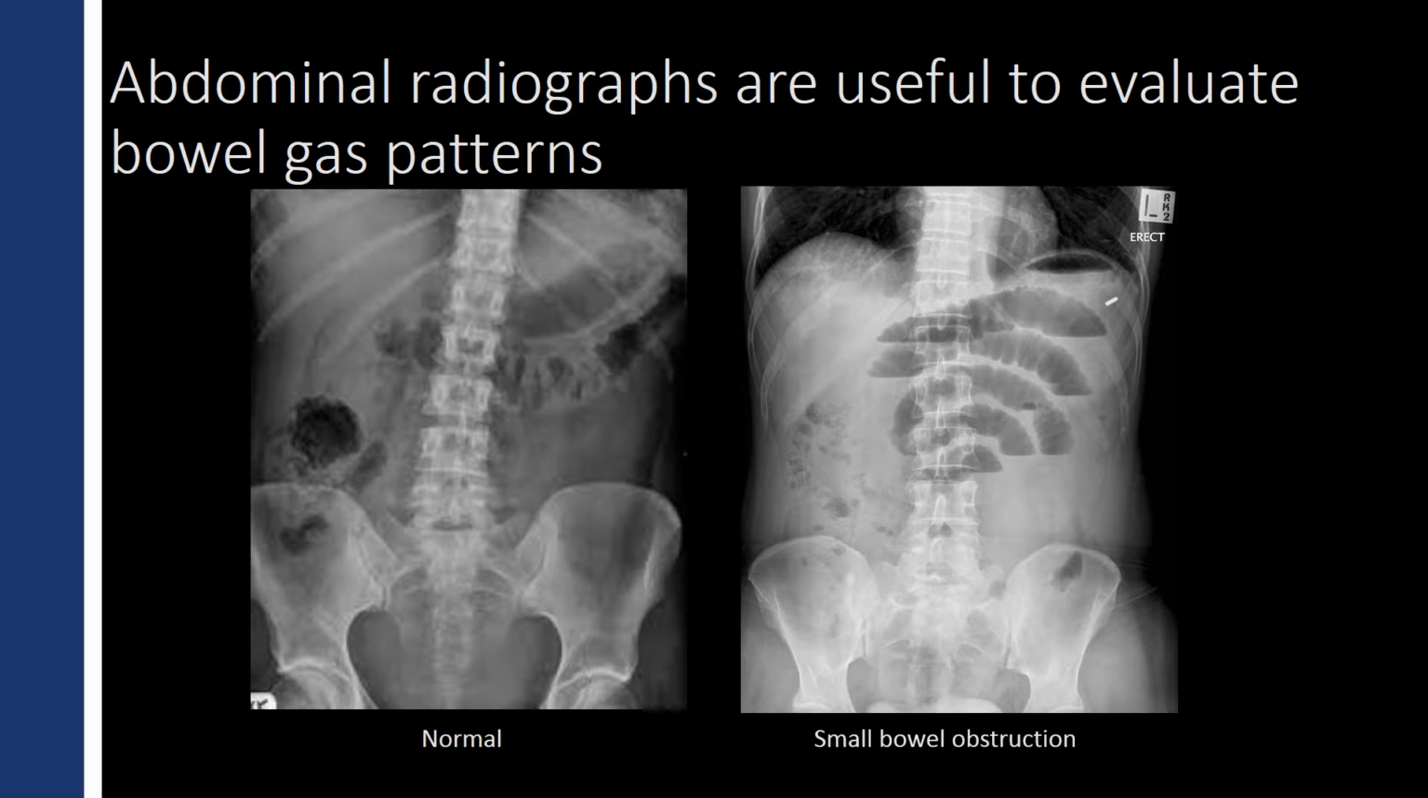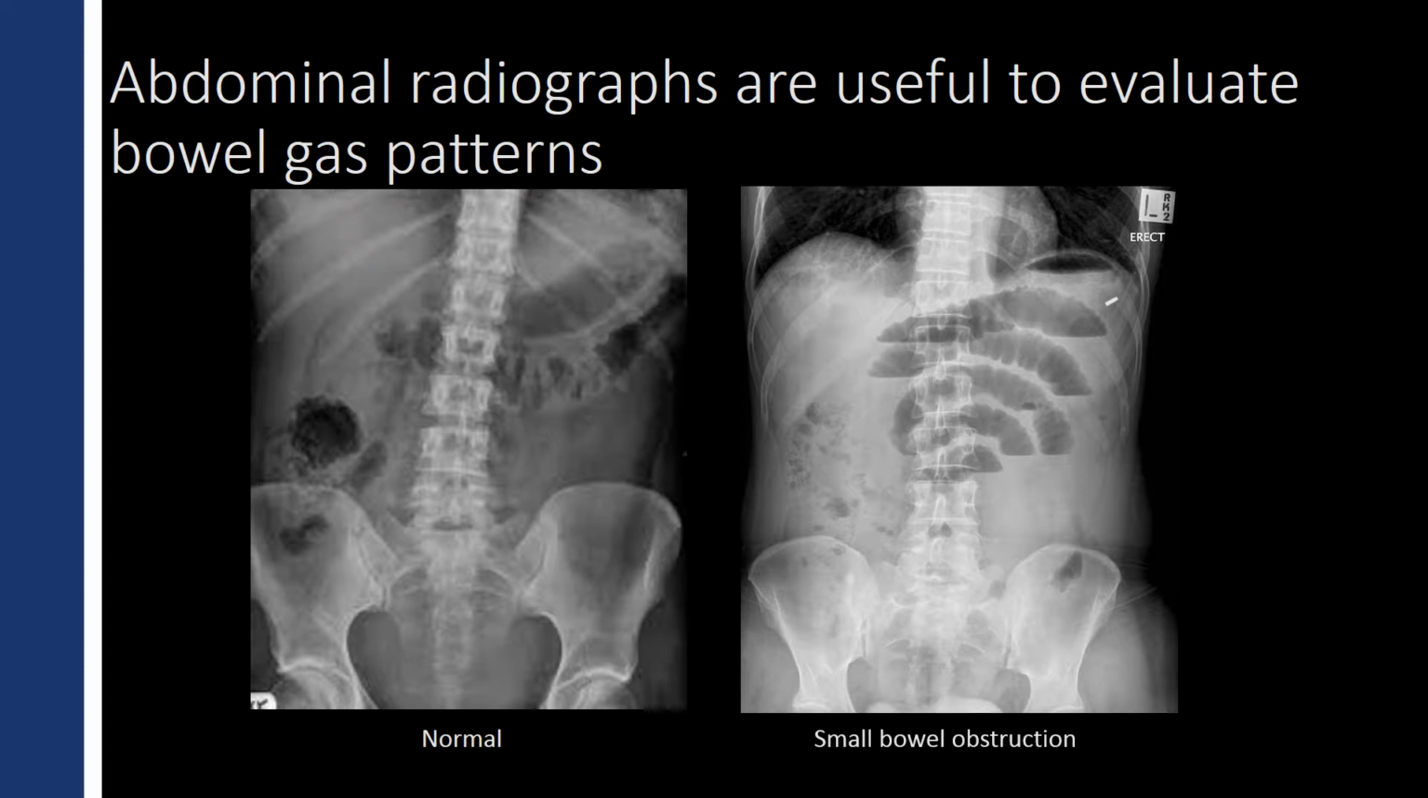What we see is a paucity of gas and fecal material within the colon. Often we don't see any gas and fecal material within the colon. We can if the small bowel obstruction is early, or if it's incomplete. If it's a high-grade incomplete small bowel obstruction, we may still get a little bit of gas through the colon, but there shouldn't be a lot of gas within the colon.